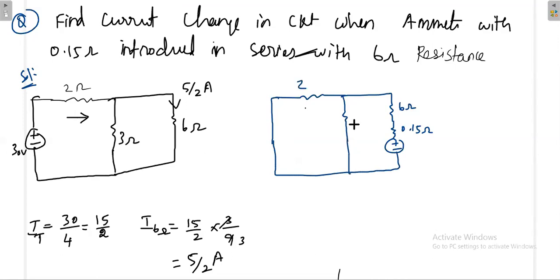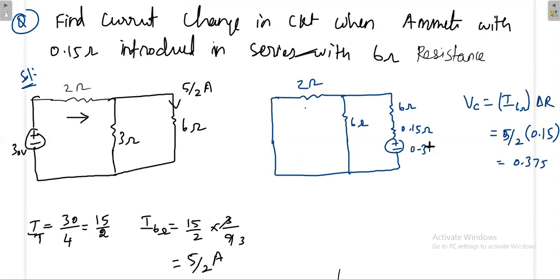This is 2 ohm, this is 6 ohm. The compensated voltage value is equal to your original I, that is I 6 ohm, times the change in resistance, delta R. Now your original I is 5 by 2, and this is 0.15. Then finally Vg is equal to 0.375. So this is 0.375 volt.